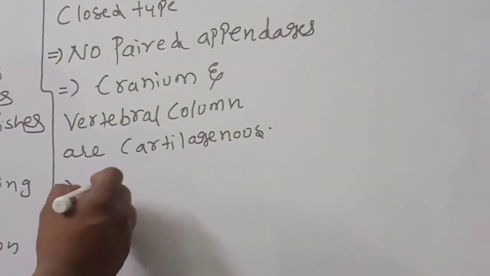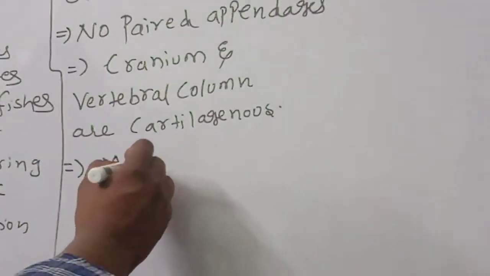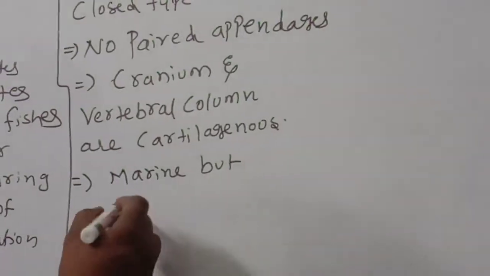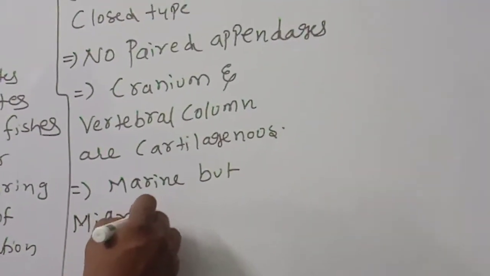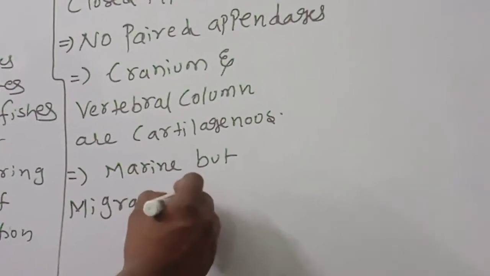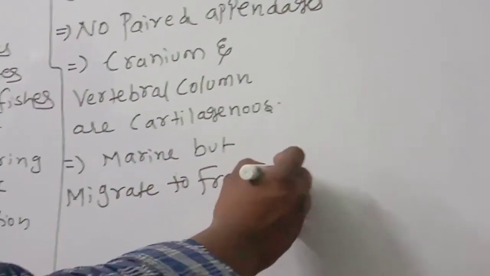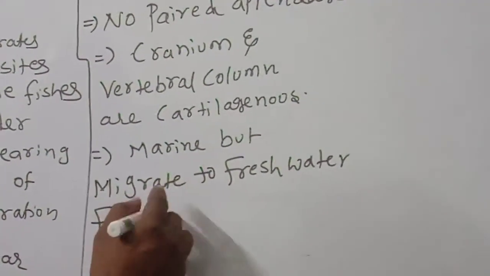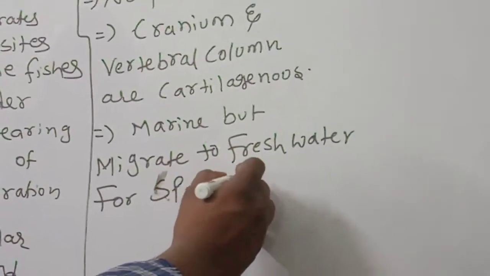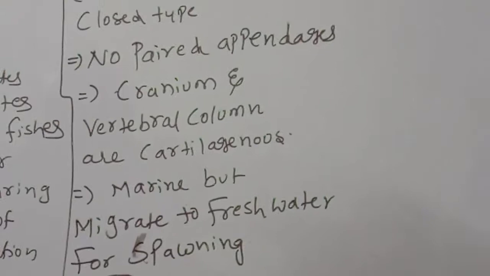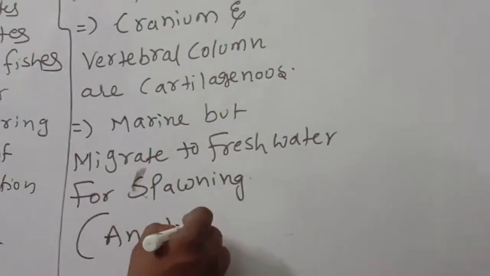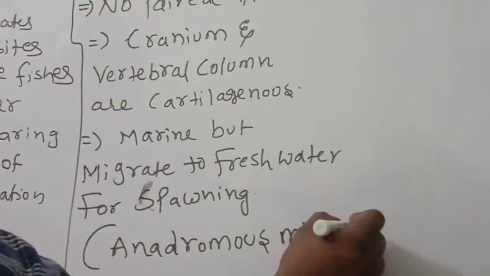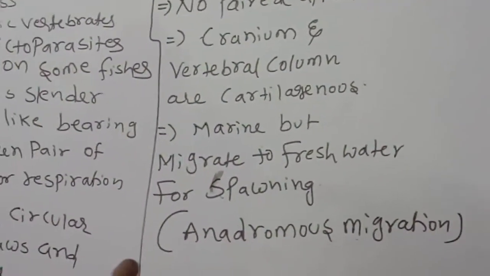Next, the cyclostomes are marine, but very important, they migrate to fresh water. Fresh water for what? For laying eggs, a process also called spawning. That kind of migration is called anadromous migration. This point you should remember. Anadromous migration.